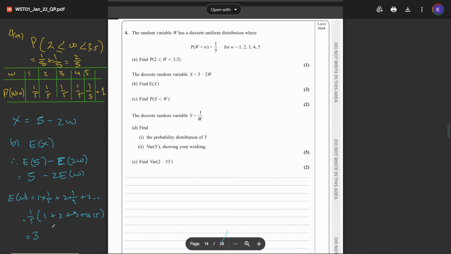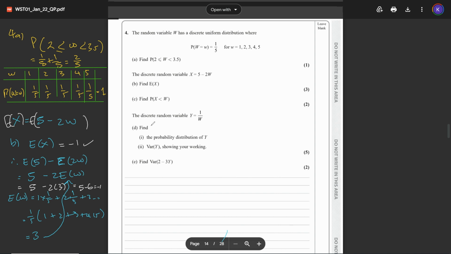What I'm going to do now is substitute this 3 in there. That's going to give me 5 minus 2 times 3. And so that's equal to 5 minus 6, which is negative 1. All right, manipulating expected values from there. Just make a note, the expected value of 5 is 5 as we distribute the E into both sides.